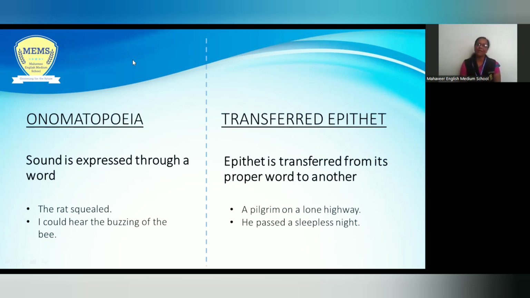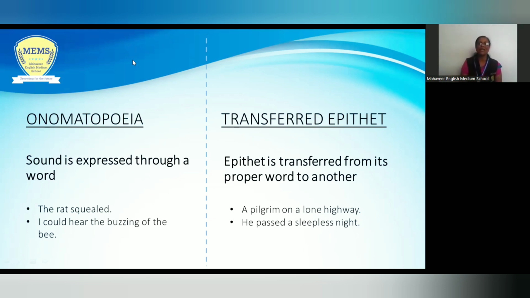The example will make it quite clear. The first example: a pilgrim on a lone highway. In this sentence, the noun is pilgrim and the adjective is lone. So who is actually lonely, the pilgrim or the highway? It has to be the pilgrim, right? So the adjective lone is transferred from the pilgrim to the highway, and hence it is termed as transferred epithet.